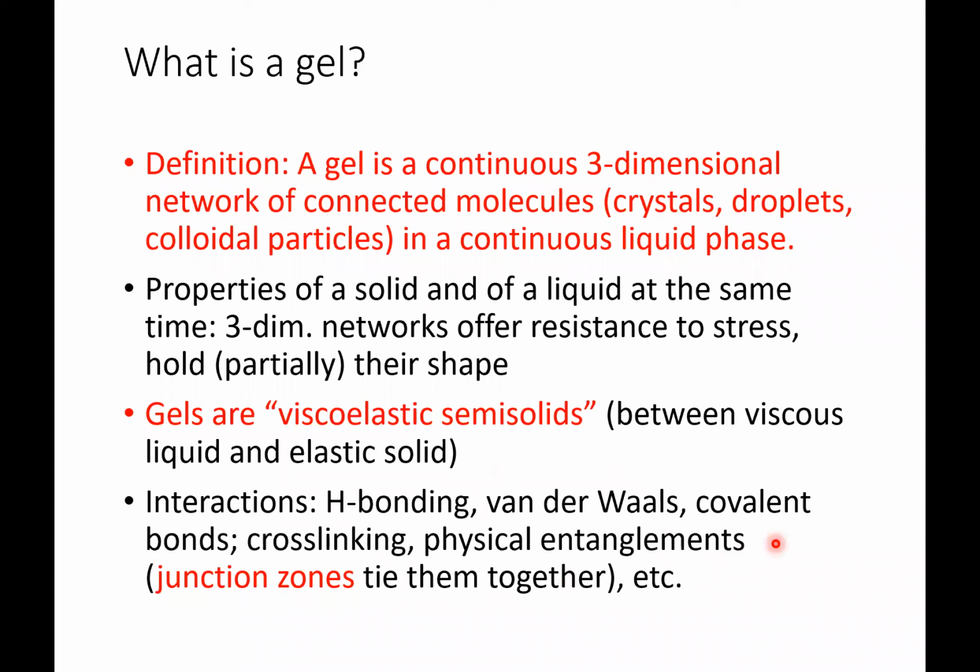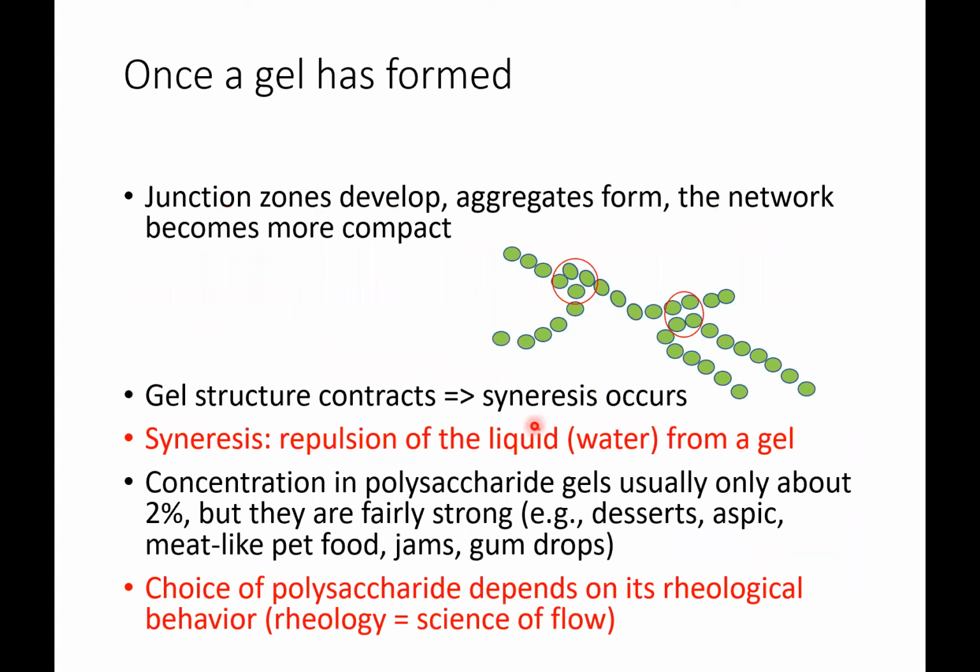Interactions are possible, hydrogen bonding, of course. Since we're dealing with water, liquid phase, covalent bonds, cross-linking can happen, and physical entanglements. Usually, people talk about junction zones that tie the whole thing together without really defining which of the interactions are really at work here. Junction zones develop over time.